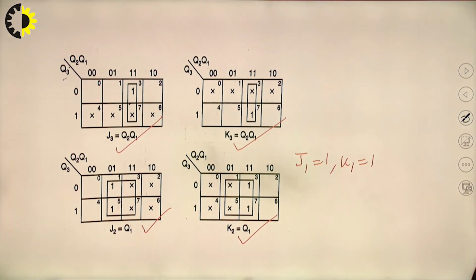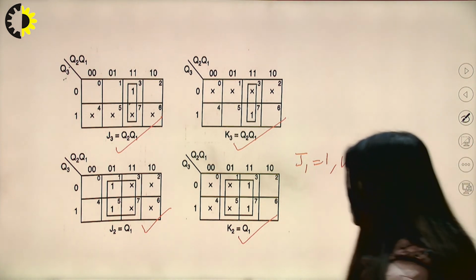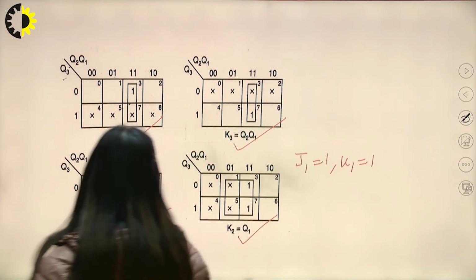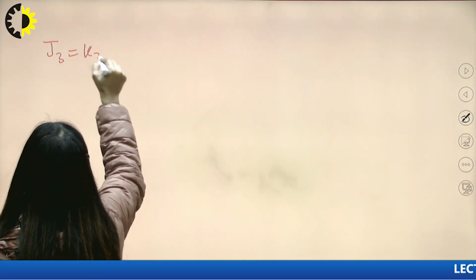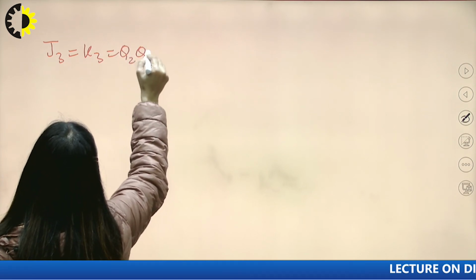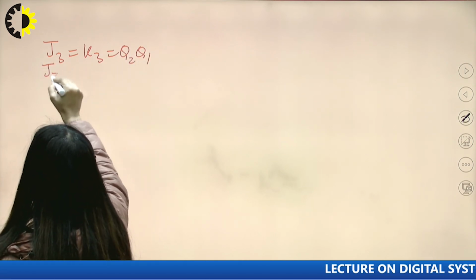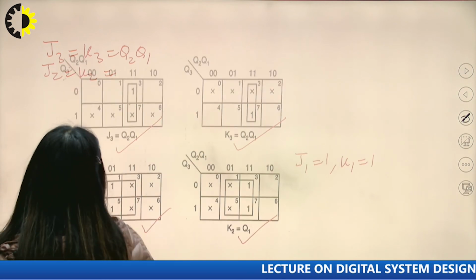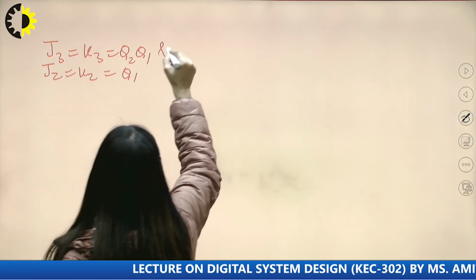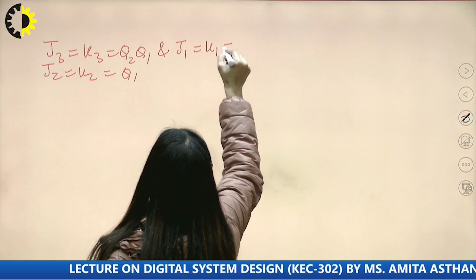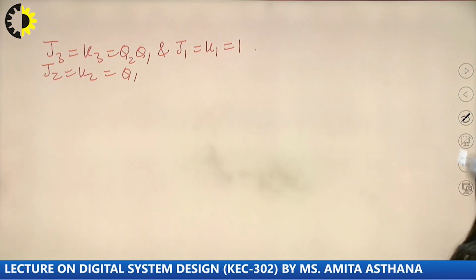Okay. Now coming to the designing part. So all the expressions we have already got. So let us design the synchronous counter. So we will write one output, J3 is equal to K3 is equal to Q2, Q1. J2 is equal to K2 is equal to Q1. And J1 is equal to K1 is equal to 1. So we have reached up to this point.